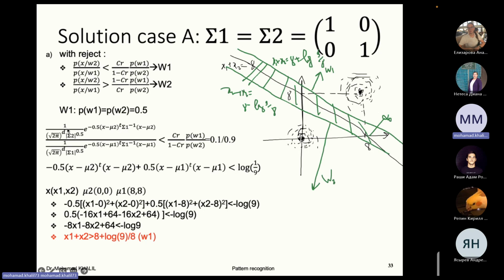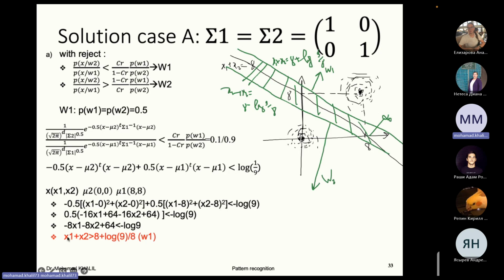Okay, here is the question. You can simplify this and this. So look, I had this plus this less than log 1 over 9. You see? You have a constant coming from this here. So if you develop, x is equal to x2, mu2 is (0, 0), mu1 is (8, 8). So minus 0.5 (x minus mu2) transpose (x minus mu2), this one, and 0.5 (x minus mu1) transpose, the distance to class 1, less than minus 0.5.